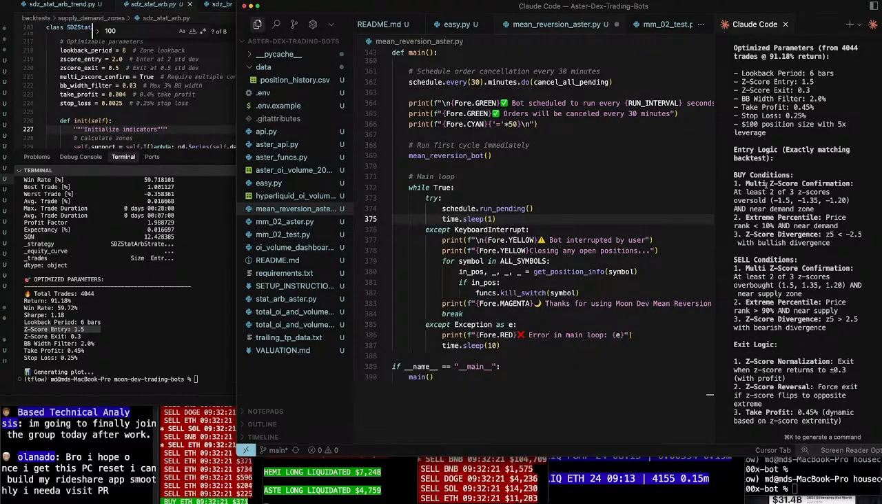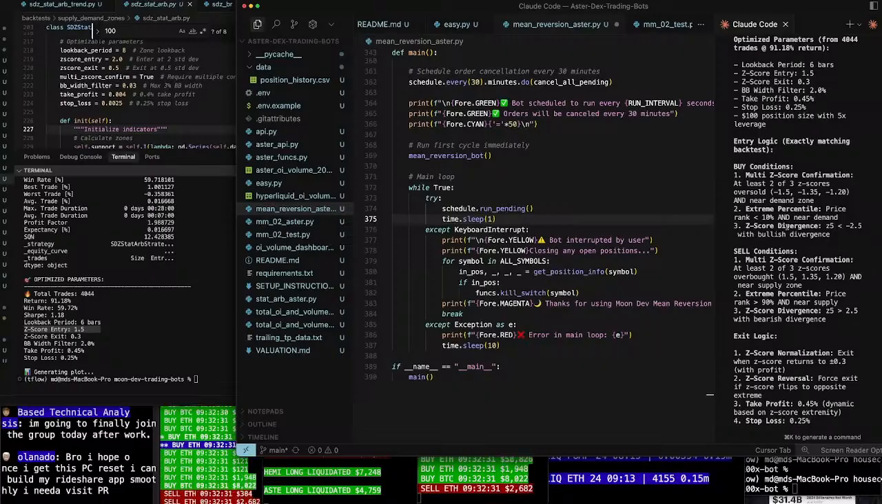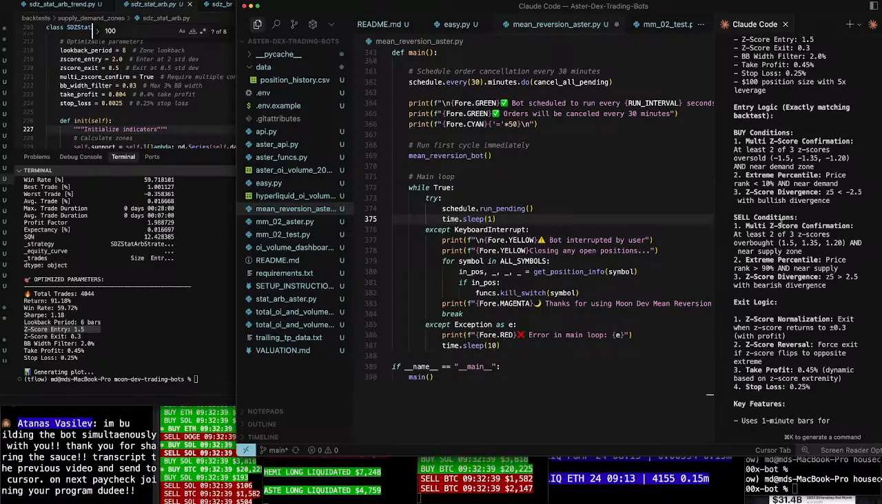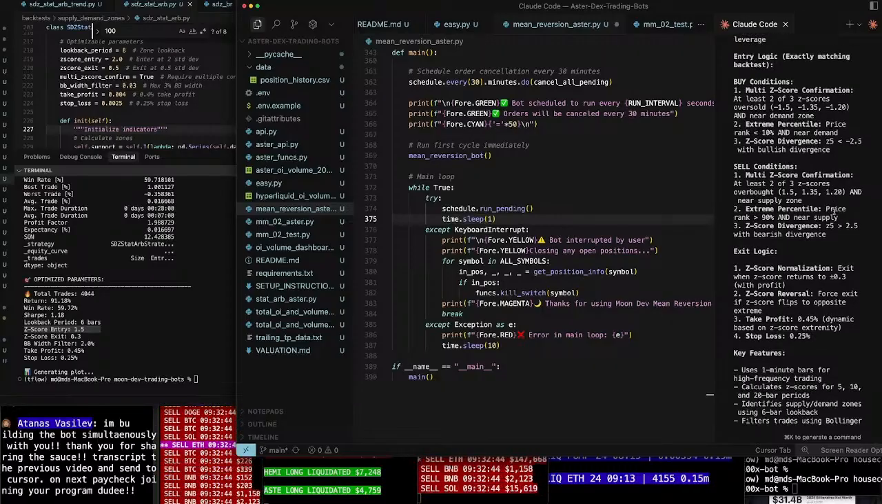Buy conditions, multi Z-score confirmation. At least 2 of the 3 Z-scores oversold: negative 1.5, negative 1.35, negative 1.2. And near demand zone. Extreme percentile: price rank under 10% and near demand. Z-score divergence: Z5 is under negative 2.5 with bullish divergence.